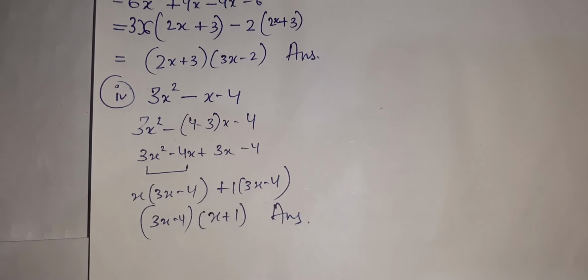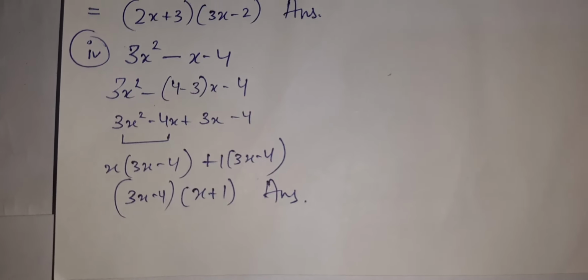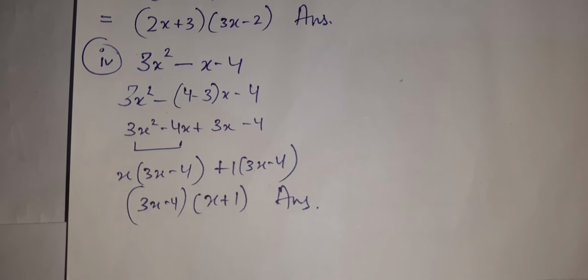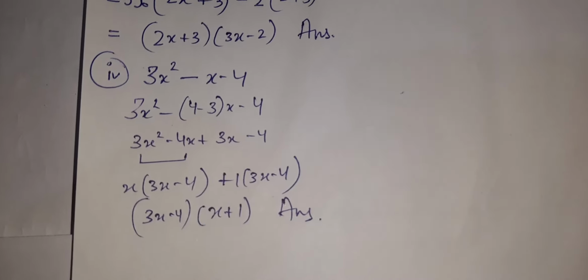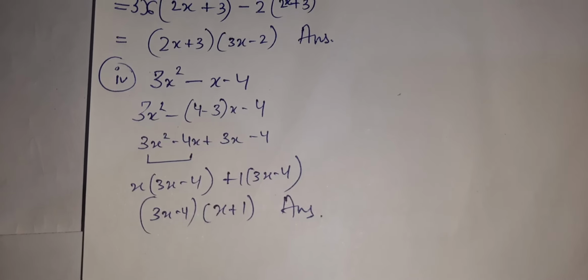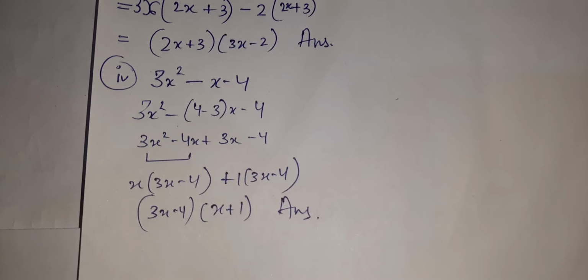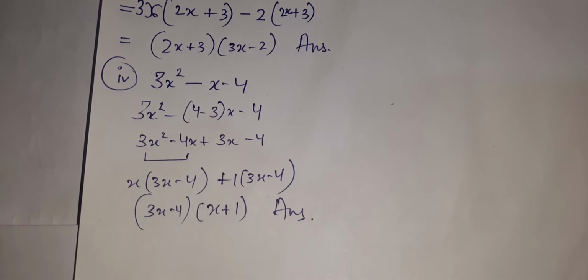The last part we have done, just take a look at it. 3 4s are 12. In middle it is 1. 4 minus 3 is 1. 4 3s are 12. Look at it very carefully, everyone.